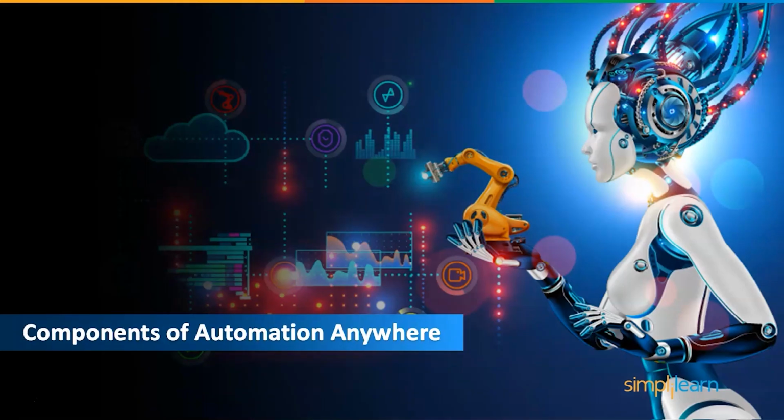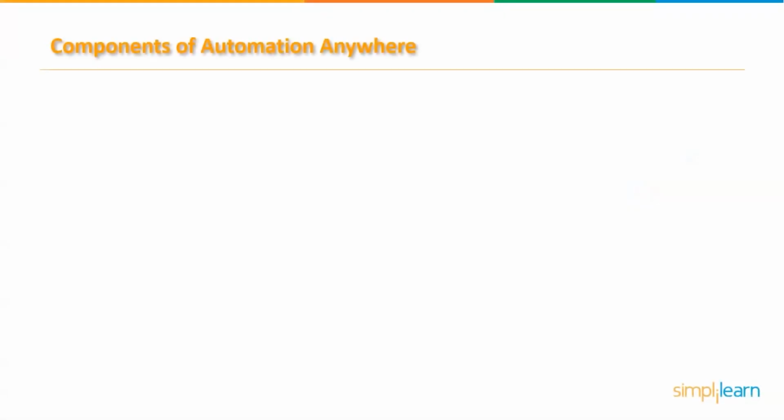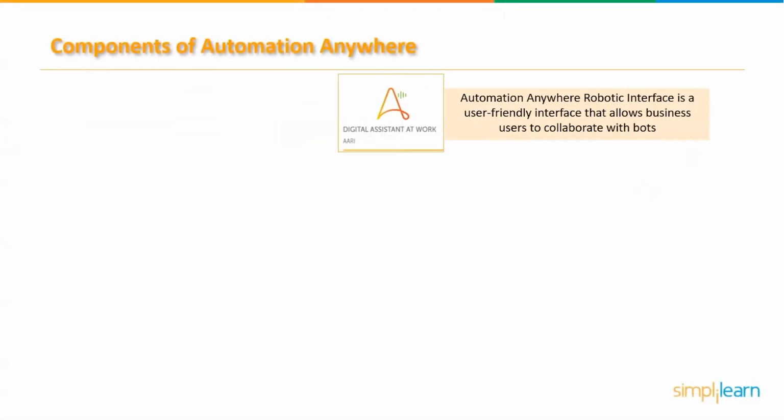Let's look at the Automation Anywhere components. The first component is Automation Anywhere Robotic Interface, AARI. It is a user-friendly interface that allows business users to collaborate with bots. Users can initiate process automation, provide feedback to the bots in order for process to be resumed, and escalate requests to additional users for downstream processing.